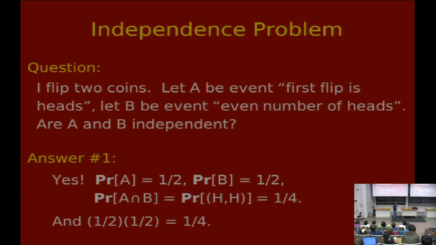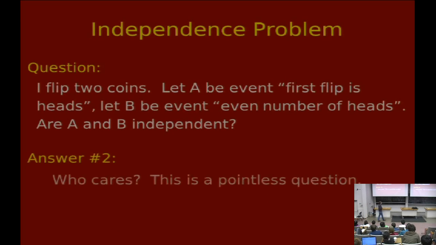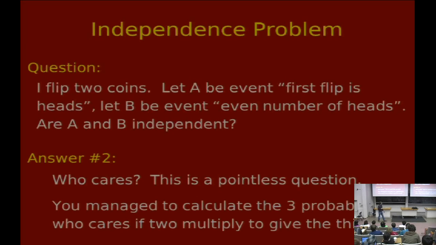Just compute. The probability of A is 1/2, clearly. The probability of B, that you get an even number of heads, is 2 out of 4 cases, so it's also 1/2. And the probability that you get both, the only possible outcome is heads, heads, is 1/4. And 1/2 times 1/2 is 1/4. So yes, they're independent. That is answer number 1. To me, answer number 2 is this is the dumbest question ever. And it's very pointless, because it doesn't make sense to care about this.